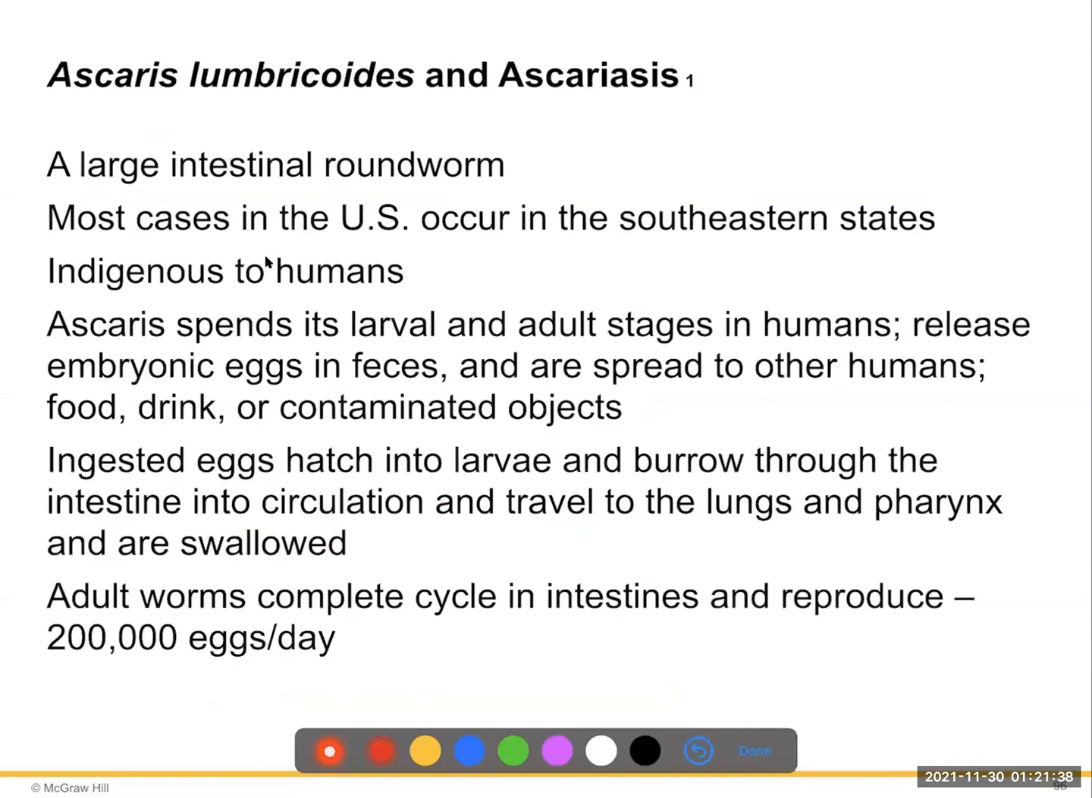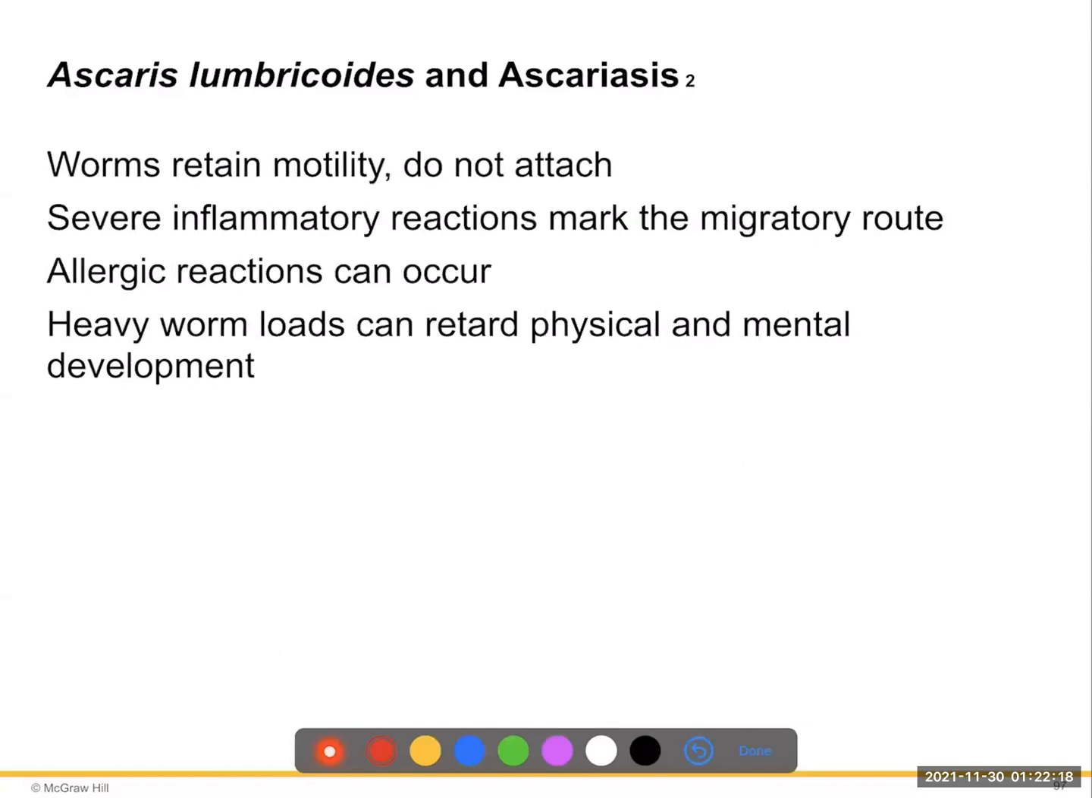Ascaris lumbricoides, okay, a large intestinal roundworm. Most cases in the US occur in the southeastern states. They're indigenous to humans. They spend their larval and adult stages in humans. They release embryonic eggs in their feces, spread to other humans by food, by drink, or contaminated objects. Ingested eggs hatch into larvae and burrow through the intestine into circulation, travel to the lungs and pharynx, and you swallow. So you reinfect yourself. Adult worms complete the life cycle in the intestines and reproduce probably 200,000 eggs a day, which is a tremendous amount.